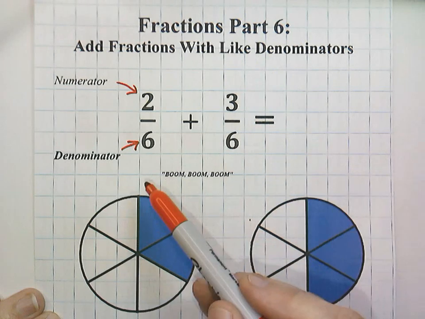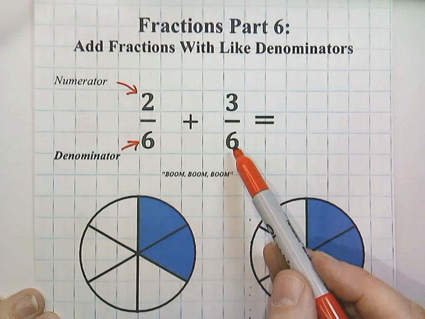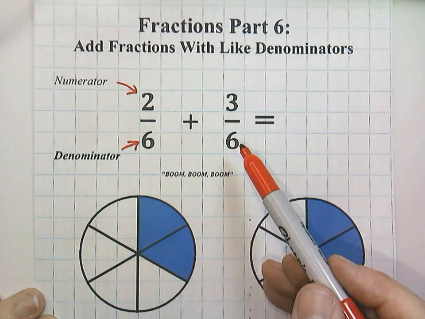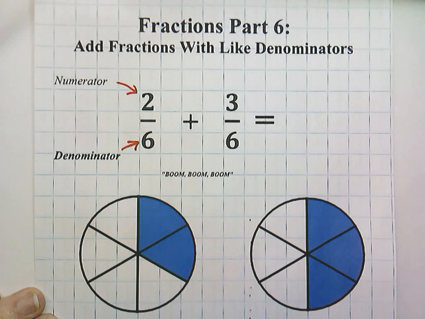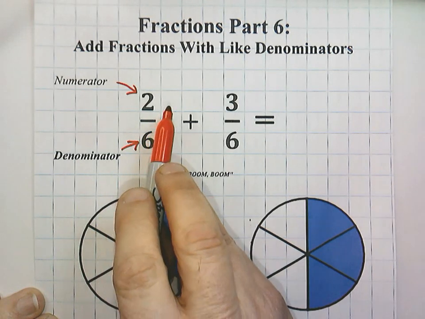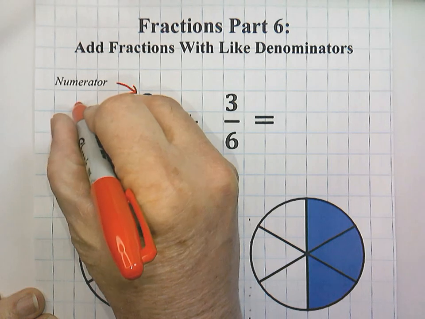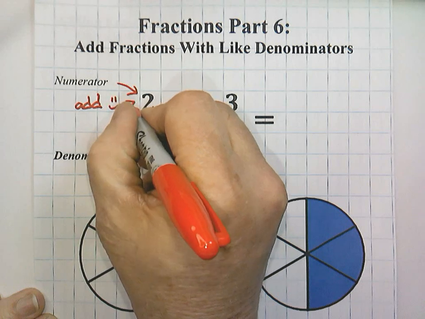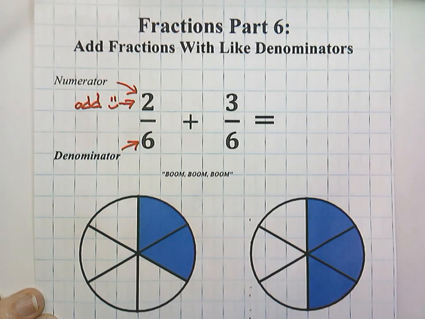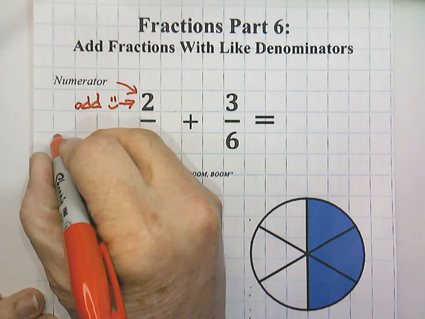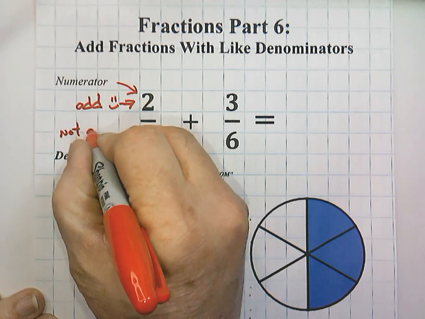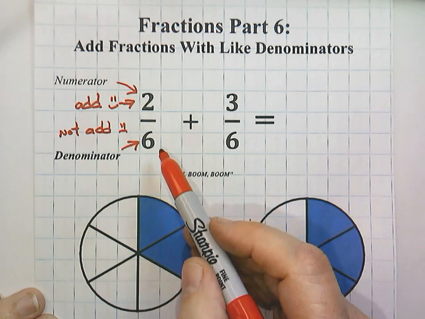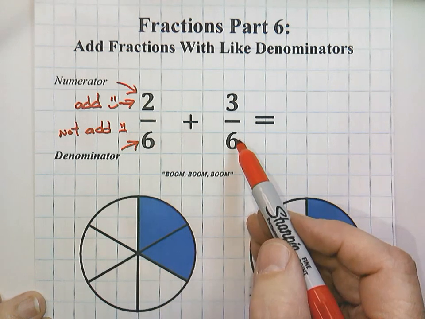And when we say like denominators, we mean that we're adding fractions that have the same bottom number, the same denominator. In this case, we have 6. So how that works is that when you add fractions, it's actually pretty easy. You only add the numbers on top. I'm just going to write a note here: we do add the numerator, but we do not add the bottom number, the denominator. When you add fractions, the denominator stays the same.